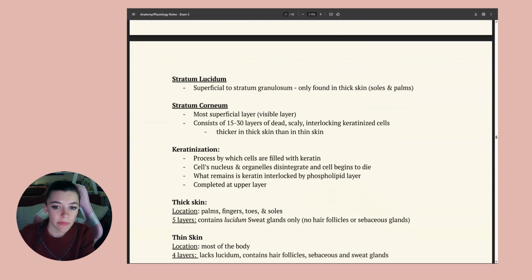Stratum corneum is the most superficial layer. It's the visible layer. You look at yourself and you're like, oh, what is this? That's your corneum. It consists of 15 to 30 layers of dead, scaly, interlocking keratinized cells. It's thicker in thick skin than in thin skin. You're going to see in cross sections that it's really thick in thick skin versus a very thin line of it. And when you're exfoliating, that's what you're getting rid of: a lot of your dead cells from the corneum layer.